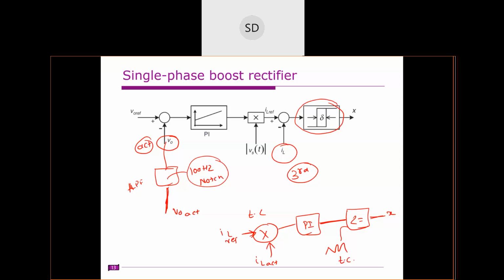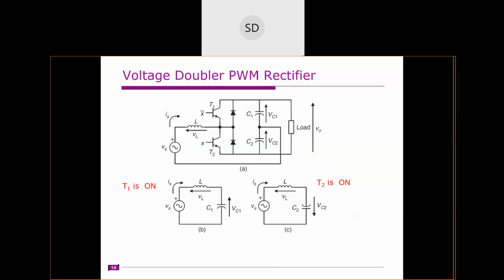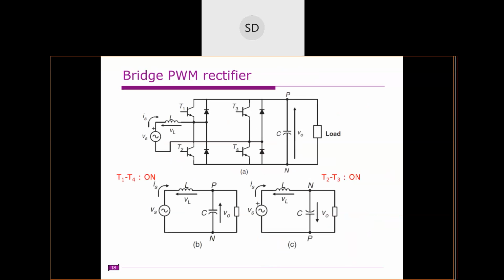Clear? Okay. So next topology, we'll come back to this.